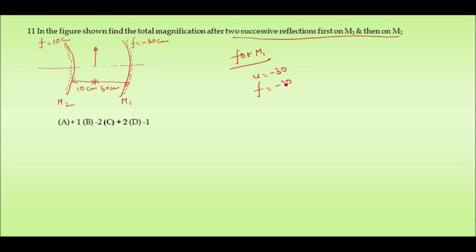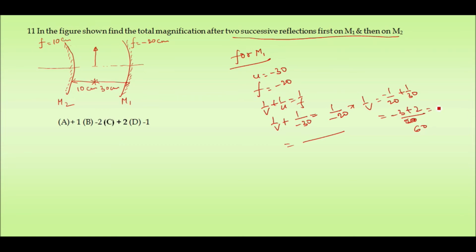So we will first calculate the value of V, by using the formula 1 by V plus 1 by U is equal to 1 by F. So 1 by V plus 1 by minus 30 is equal to 1 by minus 20. So from there we get 1 by V is equal to minus 1 by 20 plus 1 by 30, and so LCM is 60. So minus 3 plus 2, that is minus 1 by 60. So V is equal to minus 60.